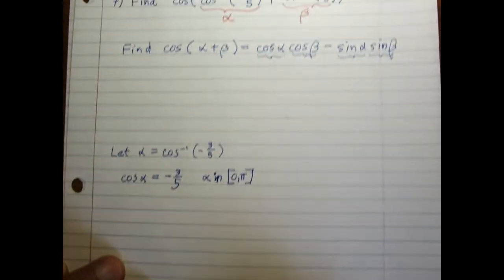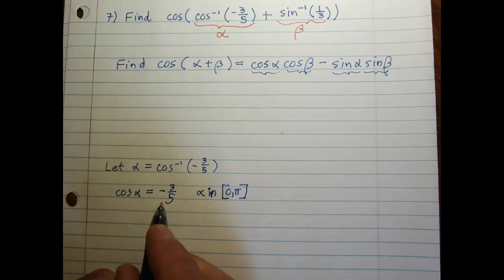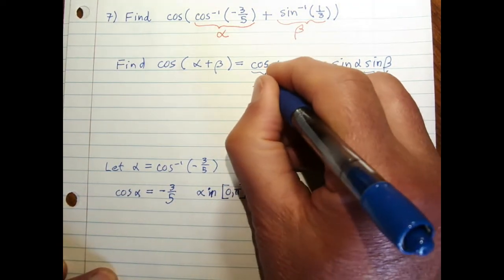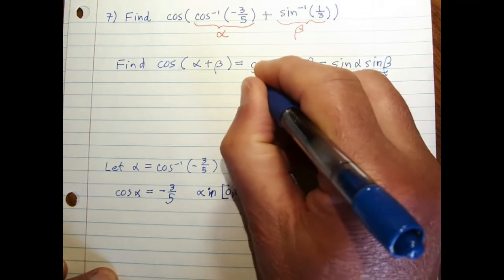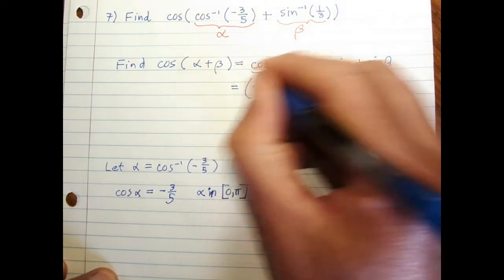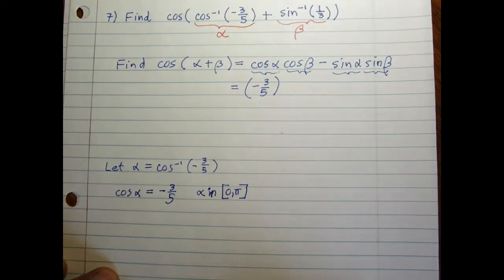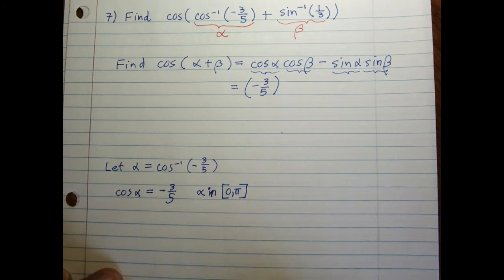Well, cosine alpha is negative 3/5. That's this first part of our formula, right? We need cosine alpha. There it is. So we actually can just fill that right in.